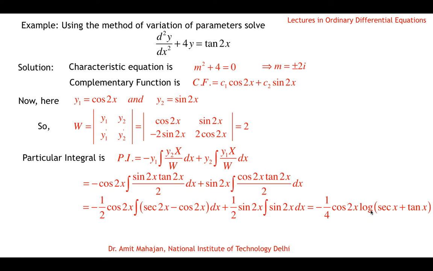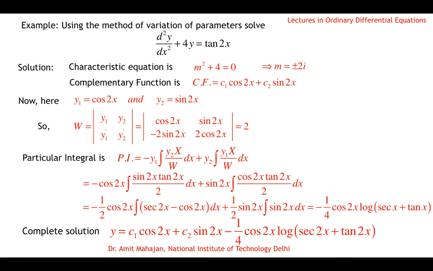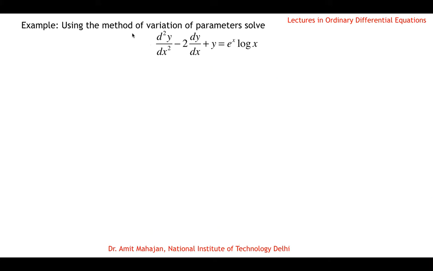And once we know the particular integral, we already know the complementary function, then the complete solution is this complementary function plus this particular integral. Okay, so we can write the complete solution of the differential equation. Okay, say I take another example. Say use the method of variation of parameters to solve this second order differential equation, non-homogeneous, with constant coefficients.